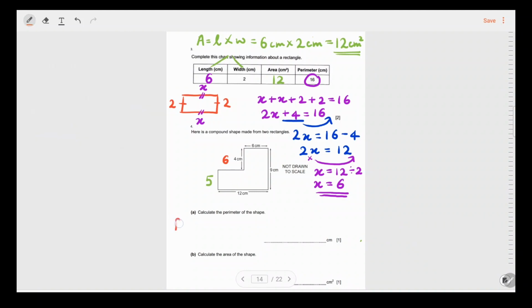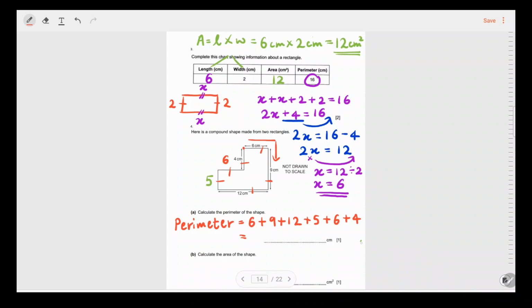We know that in order to find the perimeter, we need to add all of the sides of a shape. So in this case, I will start from this corner and count all of the sides. So 6 plus 9 plus 12 plus 5 plus 6 plus 4. And our next task is basically to add all of this up.